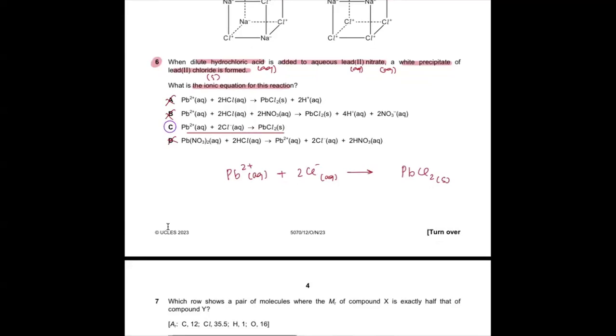So remember, for a precipitation reaction, the ionic equation would be only the precipitate formed on the product side. You write that compound, and on the left side, the ions from which that precipitate is formed.